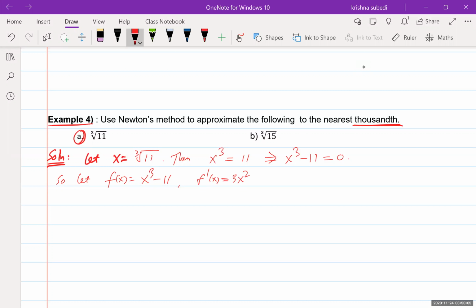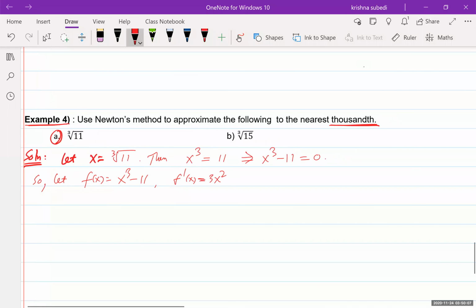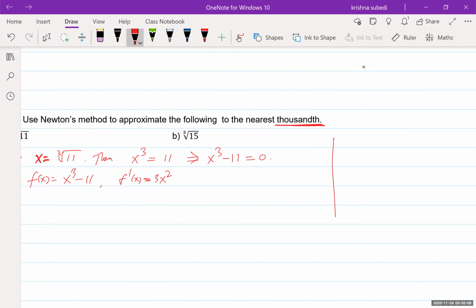Okay, to find the interval, we use simple common sense again. Our function is x cubed minus 11. Now let us use our common sense. If I plug in f of 1, what do I get? 1 minus 11, which is negative 10, which is less than 0.